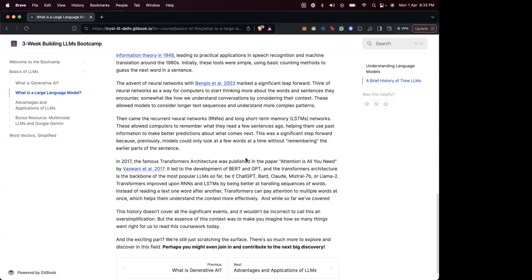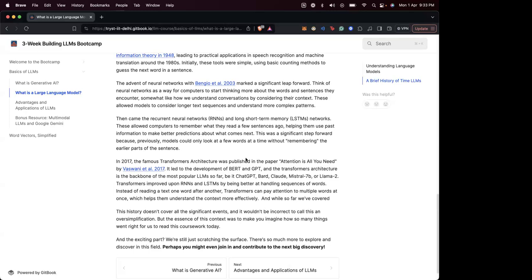So Llama 2 is by Facebook or Meta, right? Anyways, transformers improved upon RNNs and LSTMs by better handling sequences of words. Instead of reading a text one word after another, transformers can pay attention to multiple words at once, which helps them understand the context more effectively.